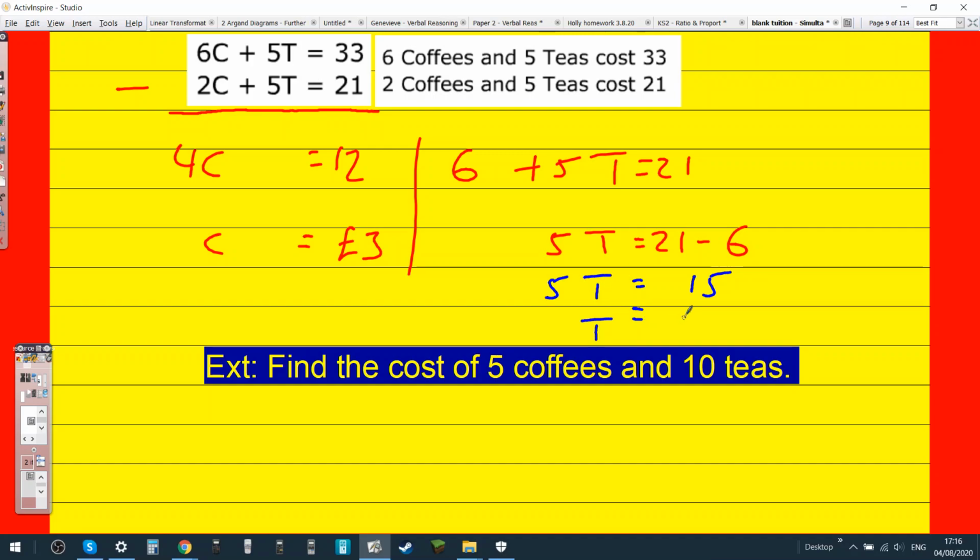So if you do 15 divided by 5, 5 teas are £15. Yeah. 5T is £15, so 5 times... is 3. Yeah. So just by coincidence, they both cost the same. Coffee is £3, tea is £3.